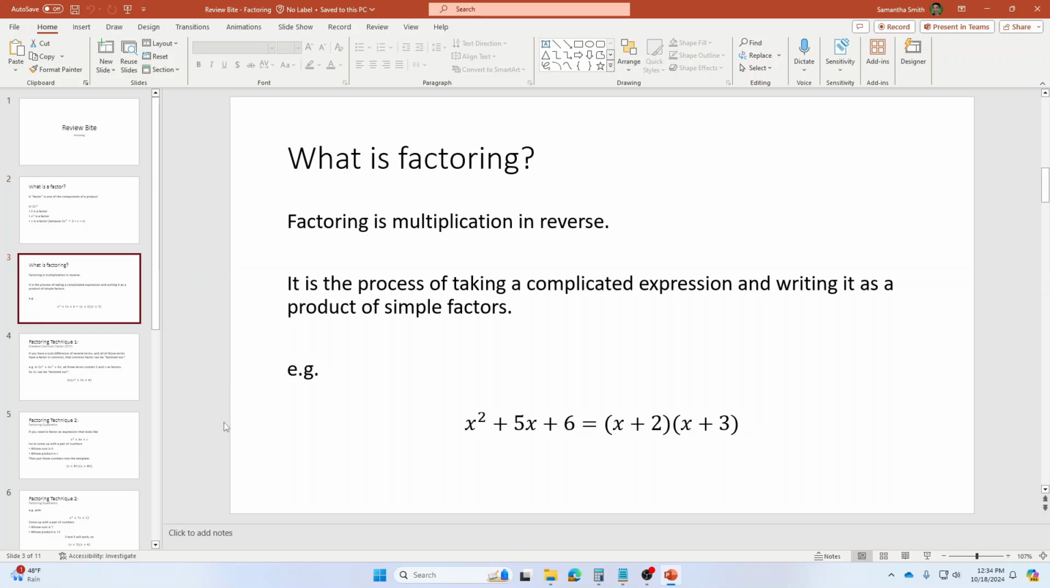Factoring is the action of multiplication in reverse. It's taking something and rewriting it as a product of simpler factors. So for example, if I were to factor the expression x squared plus 5x plus 6, then I would be taking that quantity and rewriting it as a product of simpler factors. In this situation, this polynomial is equivalent to the product of x plus 2 times x plus 3. So I'm rewriting it as a product of these simpler linear factors.